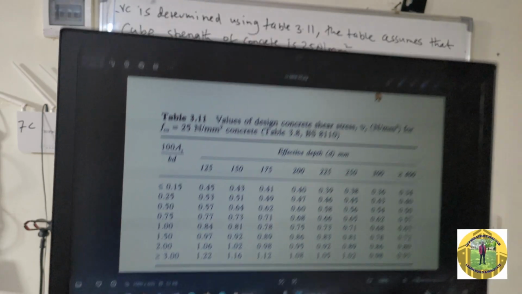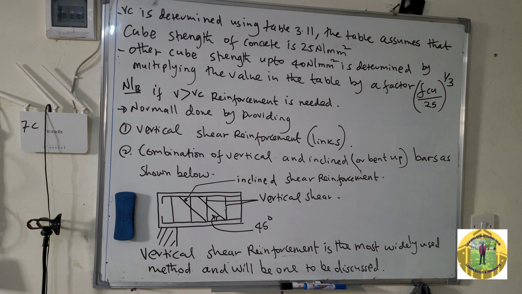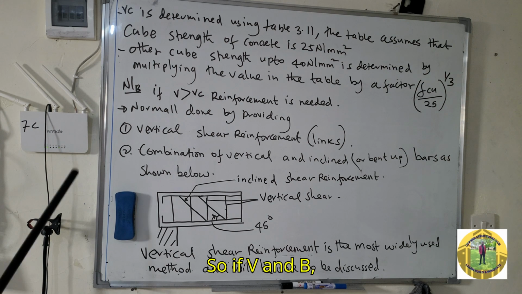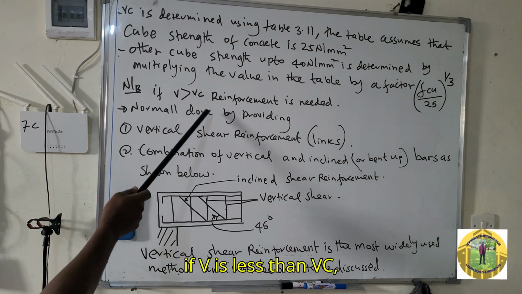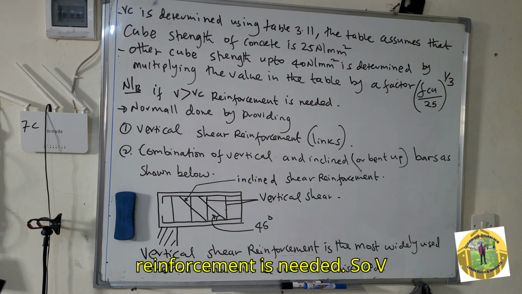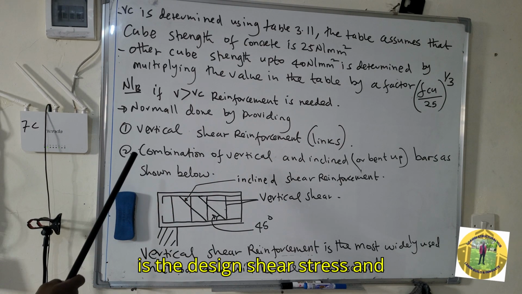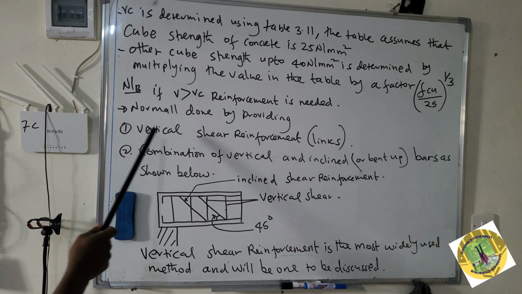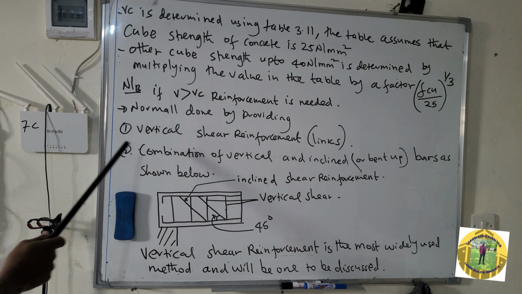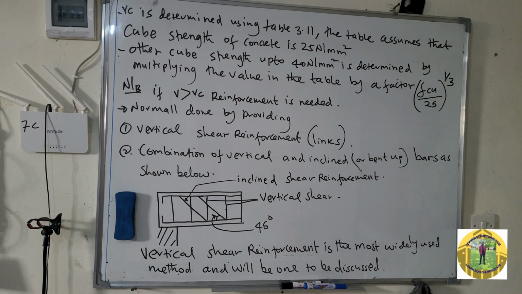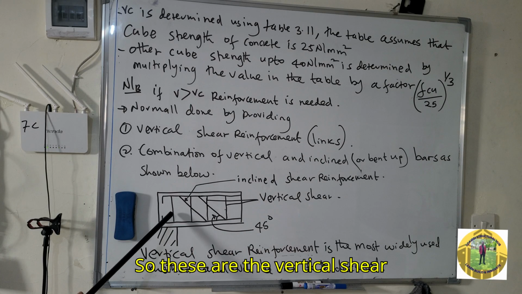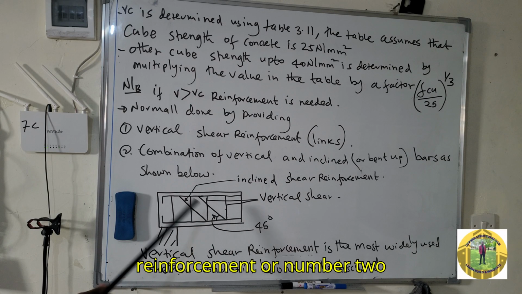So that is the table. If v is less than vc, reinforcement is needed. So v is the design shear stress and vc is the design concrete stress. This is normally done by providing, number one, vertical shear reinforcement, which is normally known as links. So these are the vertical shear reinforcement.